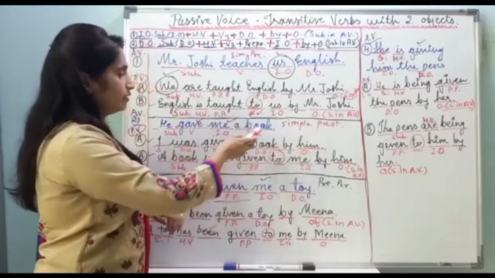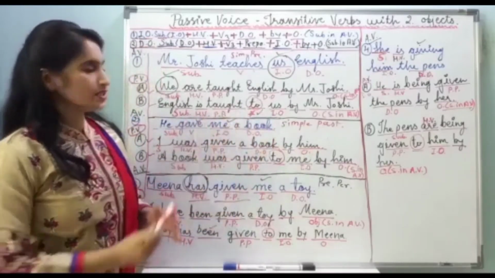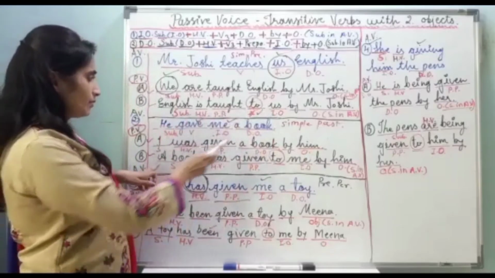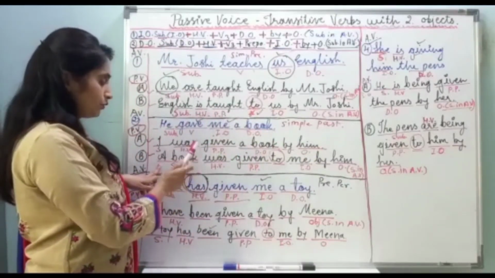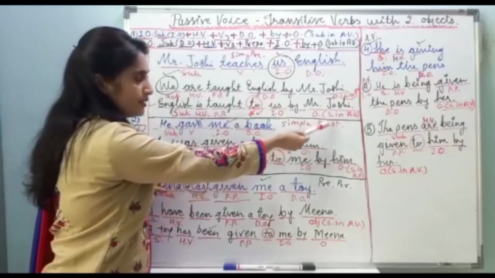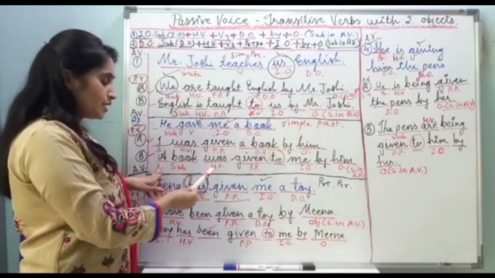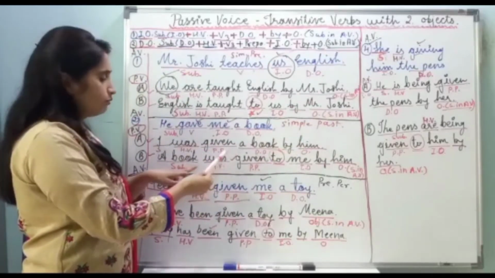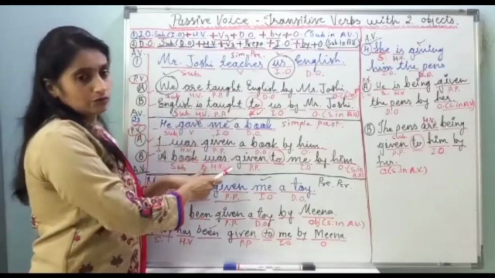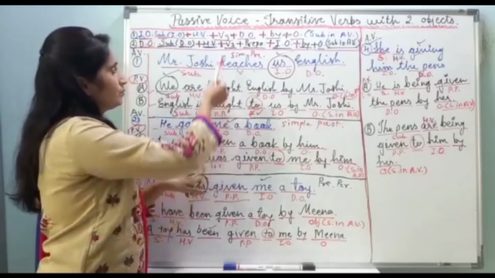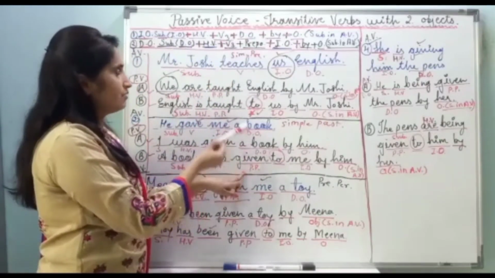Now let us take the direct object as the subject and convert the sentence. See here. A book is the direct object here. Now it has become the subject. A book. Then as the sentence is in simple past tense, book is singular in number and so was is used. Was is an appropriate helping verb. Then what? V3. That is given. Past participle is given here.